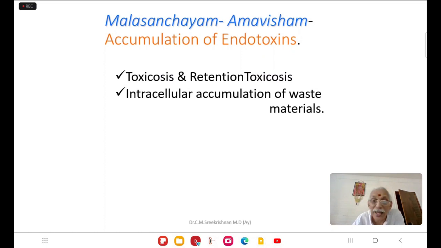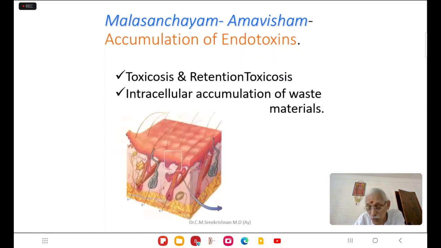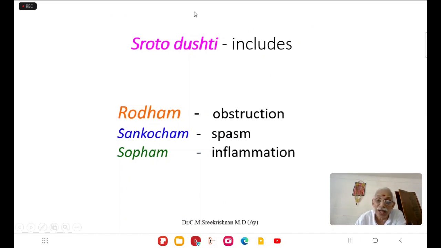And what is meant by Srotodushti? Here there are three types: Rodha, Sankocha, Shobha, these three types of Srotodushti. Here Rodha is obstruction, Sankocha is spasm, Shobha is inflammation. All these three will happen in the body. These three will happen in the skin, dermis or epidermis to cause Srotodushti.